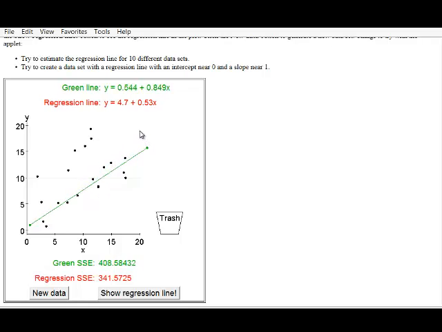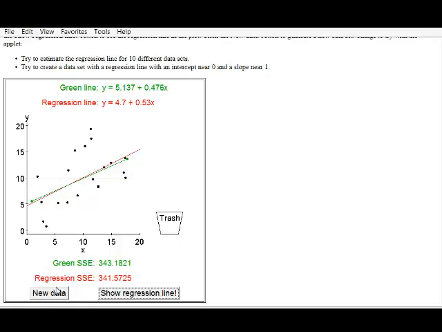So let's try dragging it this way. Nope, that's not working very well. Oh, okay, that's getting better. Okay, so I must be getting fairly close to the actual regression line because that sum is getting pretty close. And now if I get tired of doing this and I want it to actually show me where the regression line is, I can click on Show Regression Line, and there, I wasn't too far off.